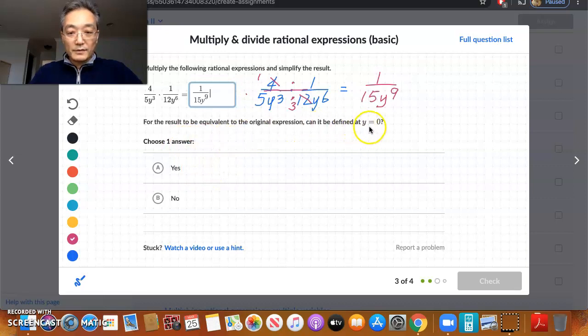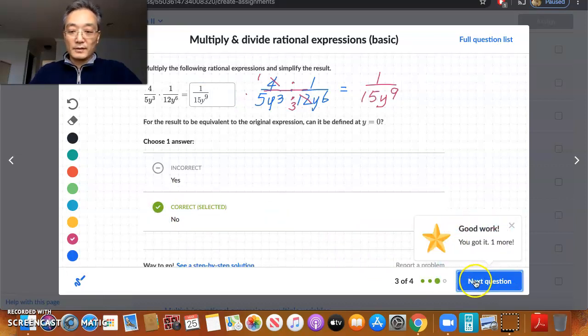And again, is this defined for y equals 0? Again, we have y in the denominator. Therefore, if we plug in 0 for y, that'll make the denominator go to 0, making the whole expression undefined. So again, we're going to say no.